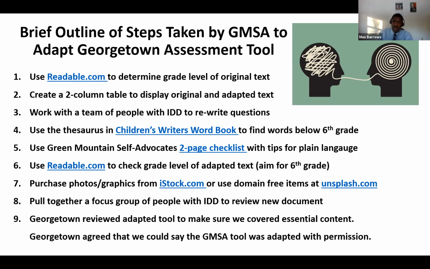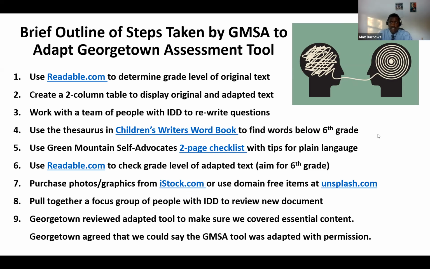And the last step, number 9, is we asked the people at Georgetown University who made the original tool to look at our version, and we went back and forth and made some corrections to get the content right. And finally, Georgetown agreed that we could say the GMSA tool was adapted with permission. So that is all the steps that we did.